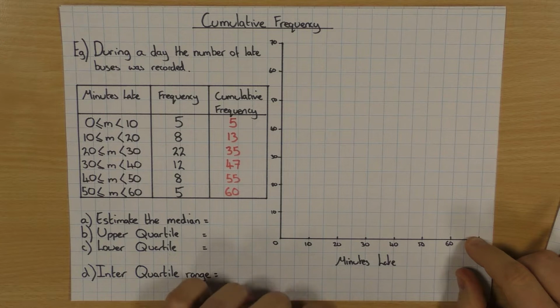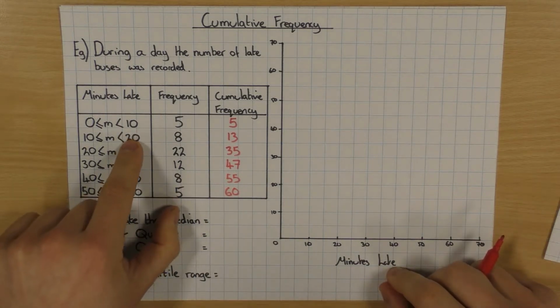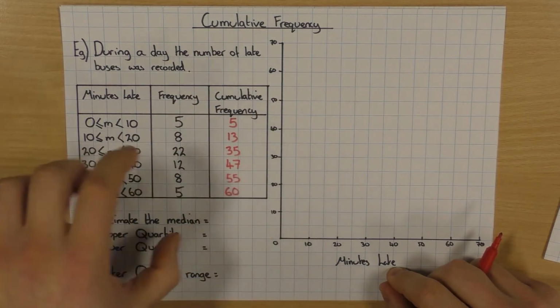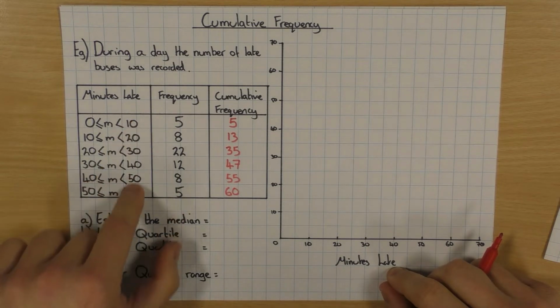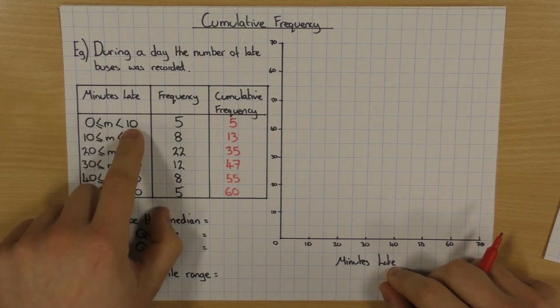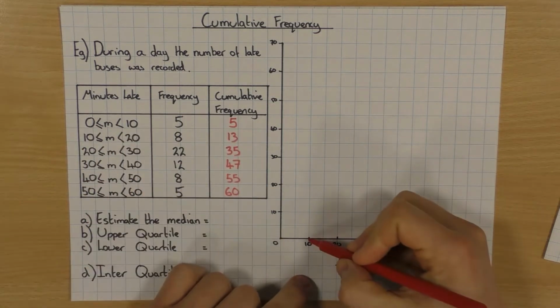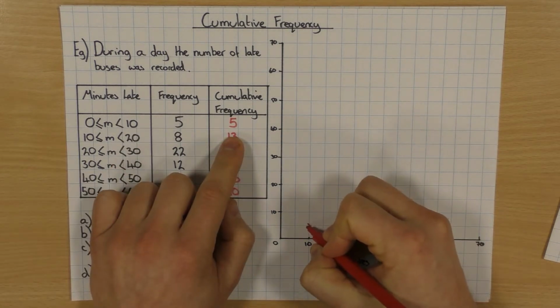Now, when we plot it, a couple of things you have to be aware of. When you're plotting, you have to use the upper limit. Sometimes in the exam, they'll give you an extra column and tell you to write the upper limit in it. Otherwise, you can just remember and use it from this column here. So I'm going to be plotting 10, and the cumulative frequency is 5. So there's 10 for minutes late, which is the upper limit. I'm going to plot 5.